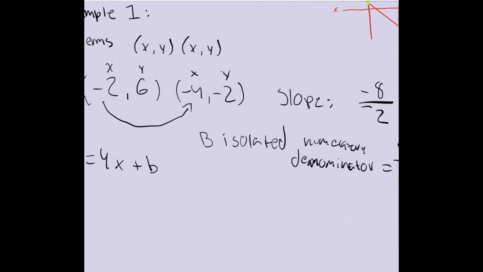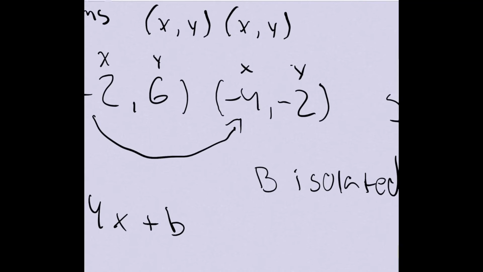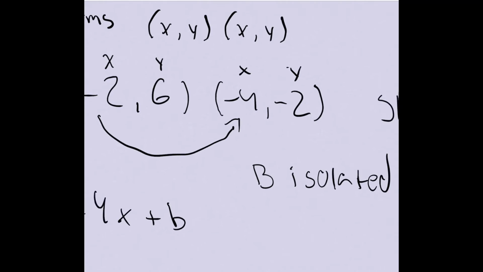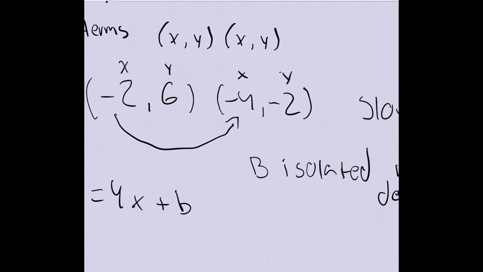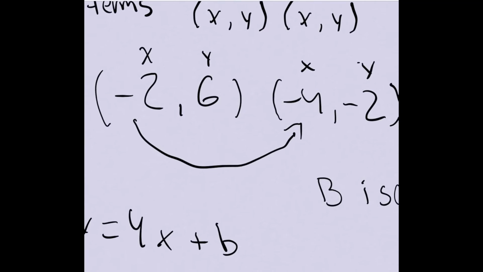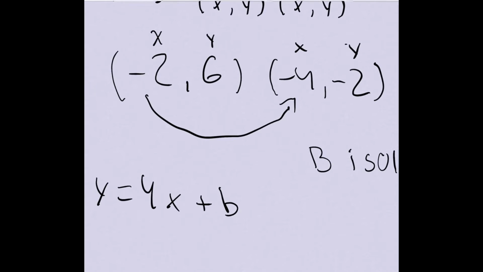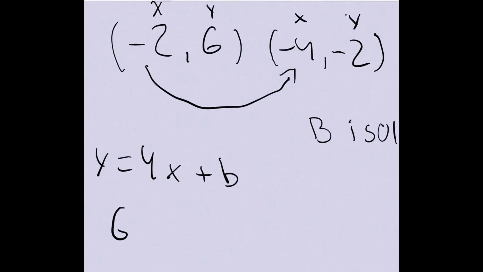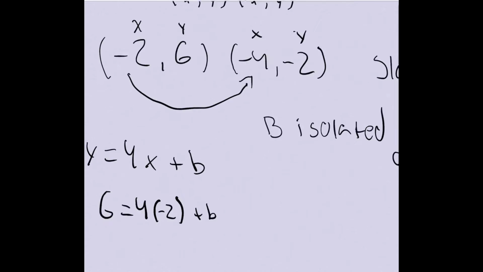We do have our x and y points. We have two points, and we're just going to choose either of the two. I pretty much always choose the first one. So our x is going to be -2 and our y is going to be 6. So 6, our y, equals 4, and you're going to put in parentheses the x, which is -2, plus b.